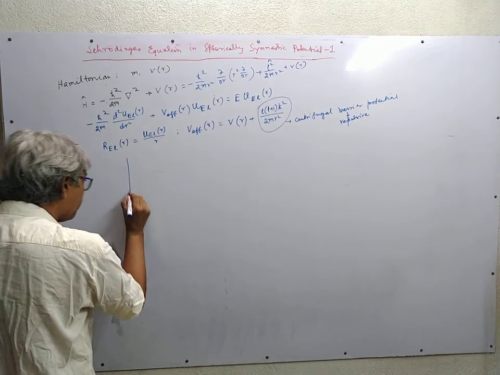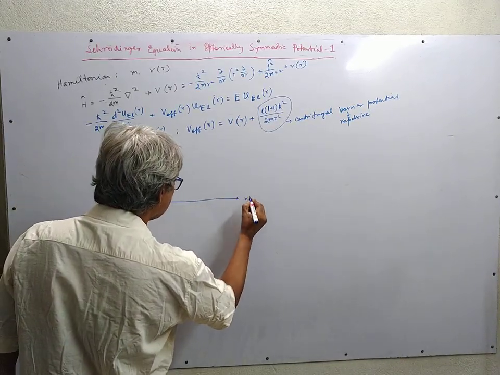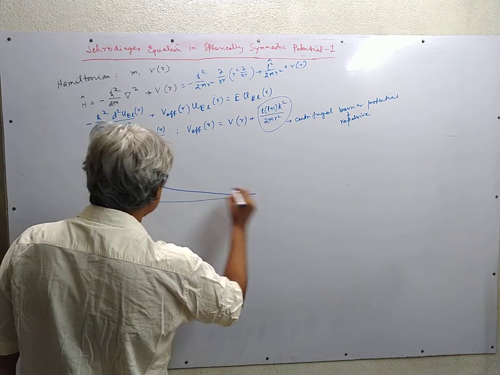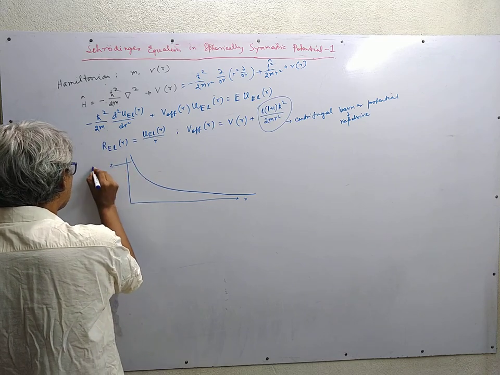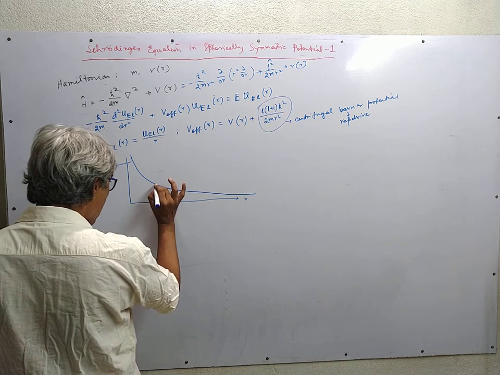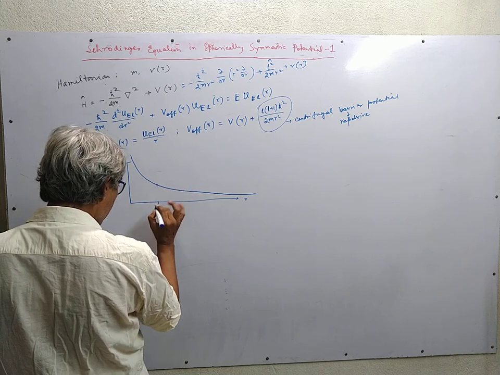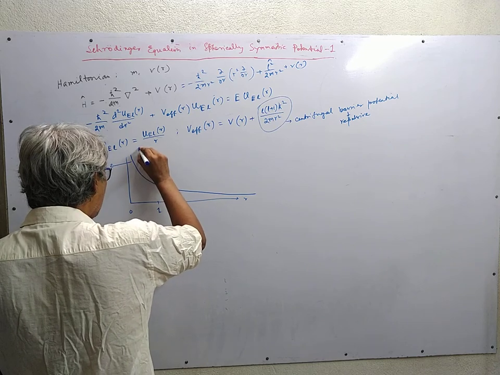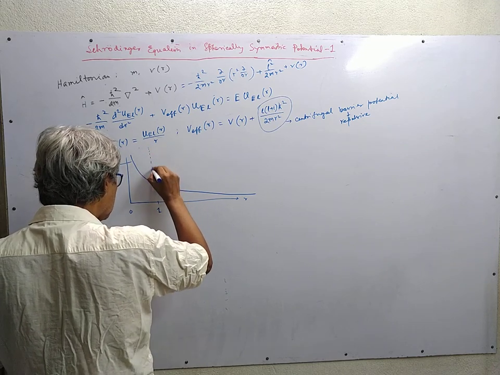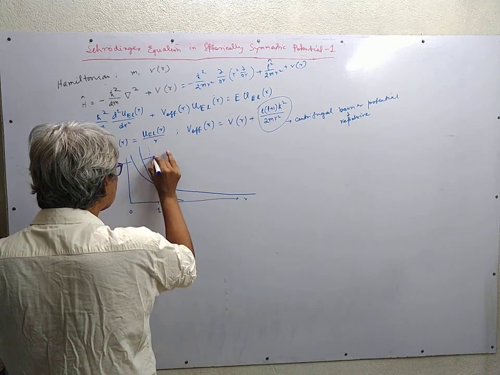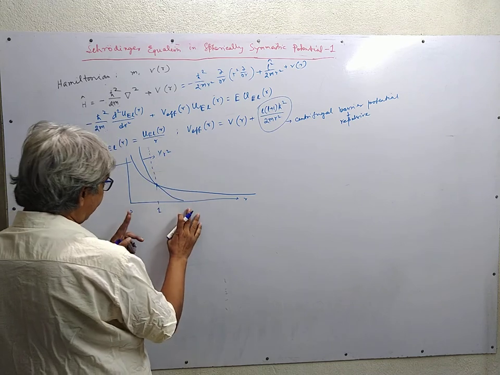That is, if we plot potential on this axis and R on this axis, this V of 1 by R potential has a long range. This is the 1 by R potential, as for example the Coulomb potential, the magnitude of the Coulomb potential. Say this is the R is equal to 1 line. This is R is 0. And this is the 1 by R square potential. It is a finite range potential.